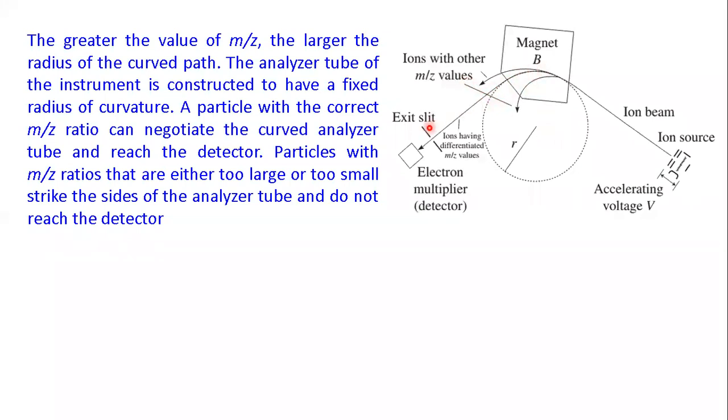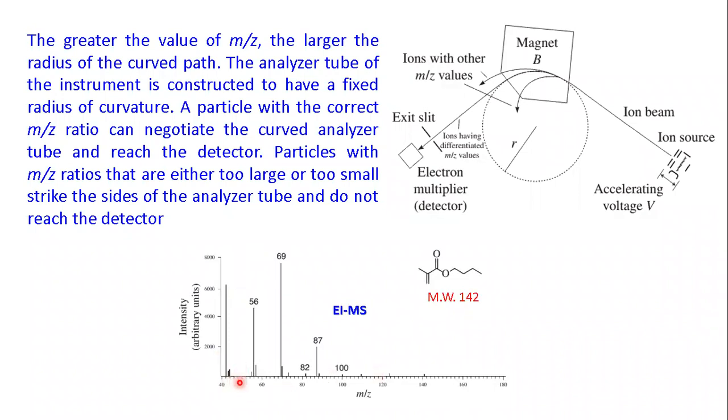These are the two extreme cases. One is very big R, another is very small r. Others in between can pass through this channel and reach the detector. If you can imagine what will happen, the higher M by Z ratio will definitely fall at a higher distance in the detector. That's why what we see in the mass spectrum, always the higher will be far away and smaller will be closer here.